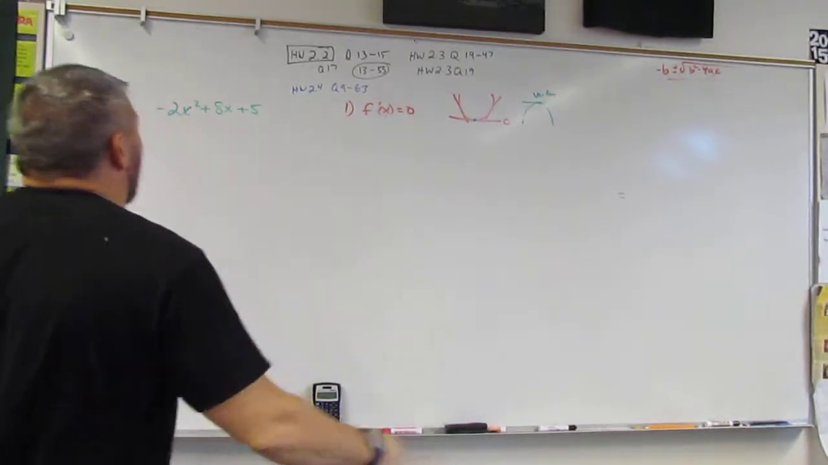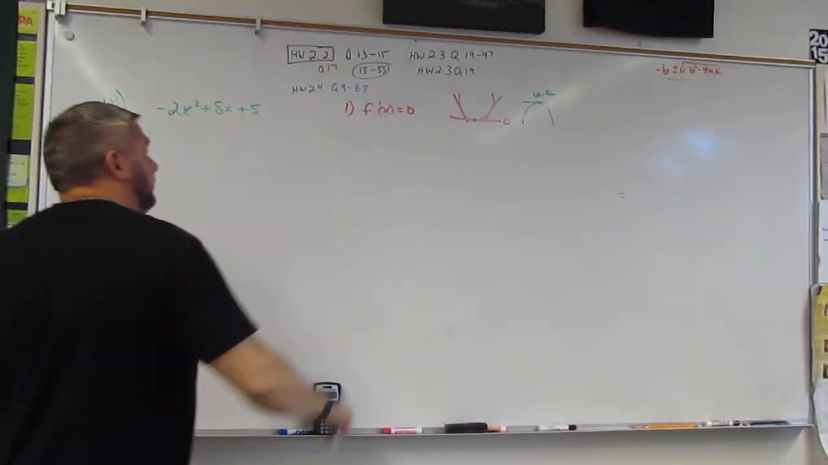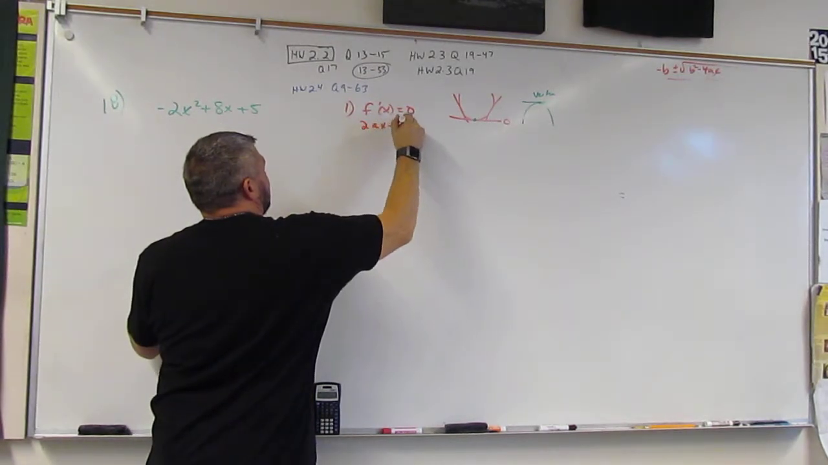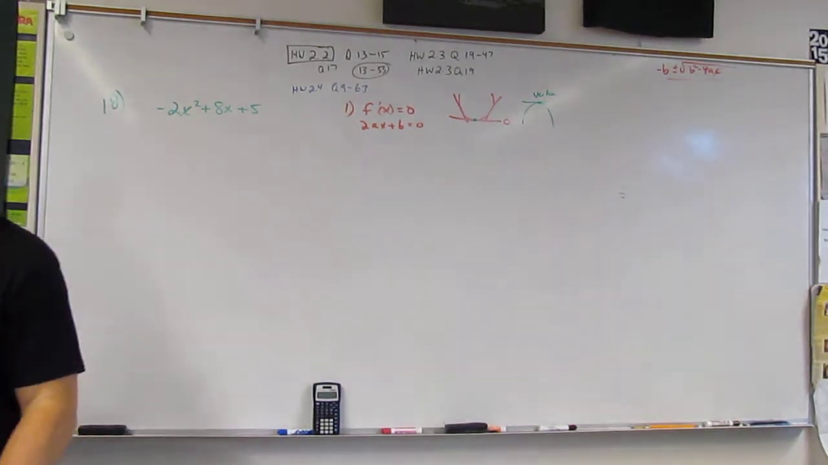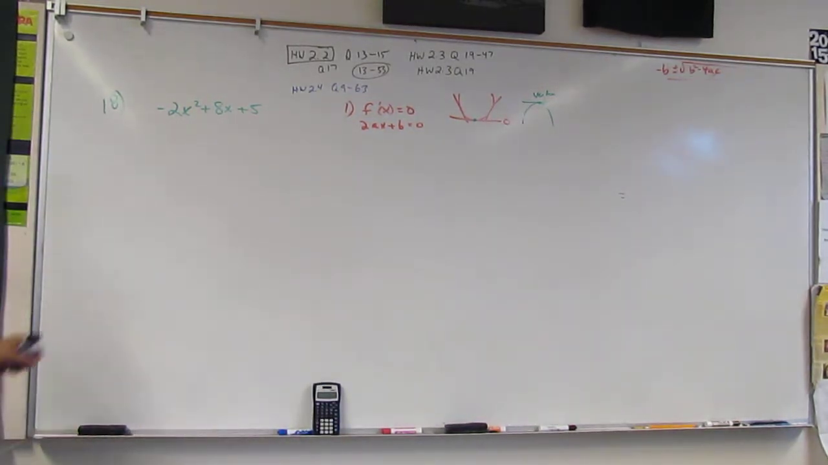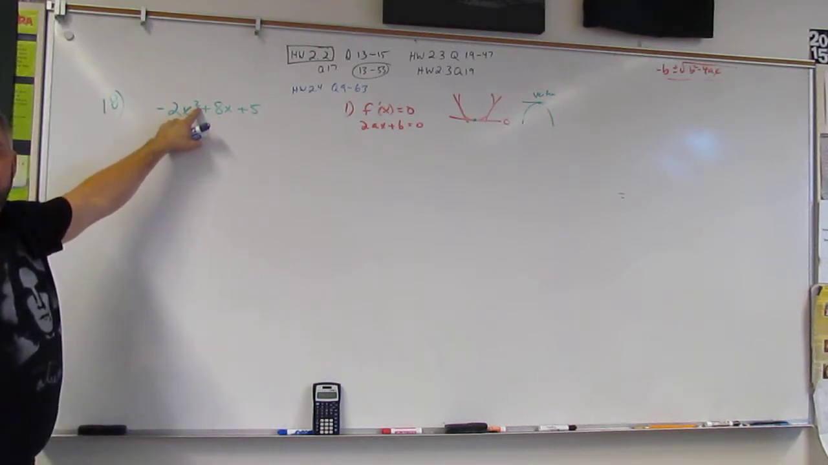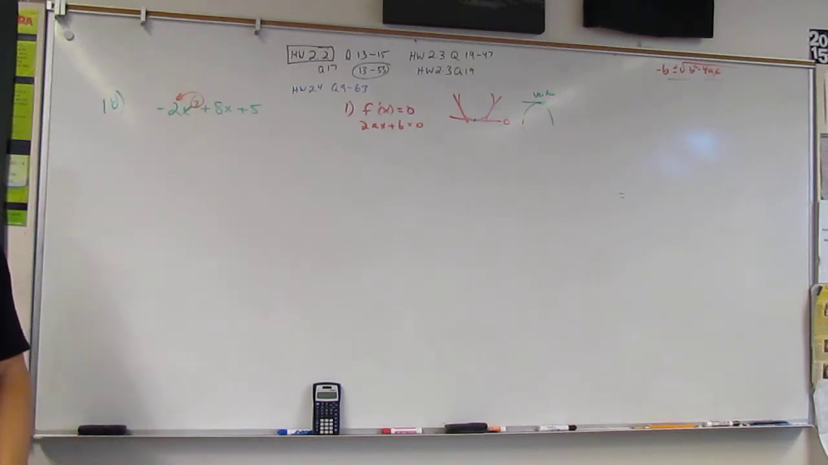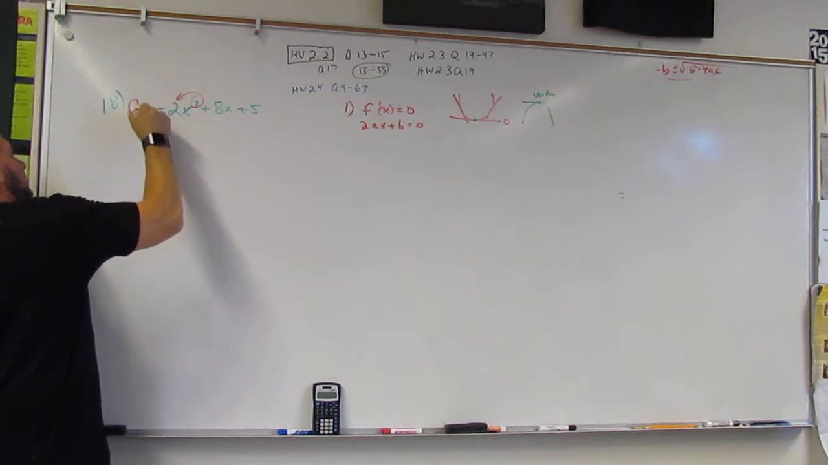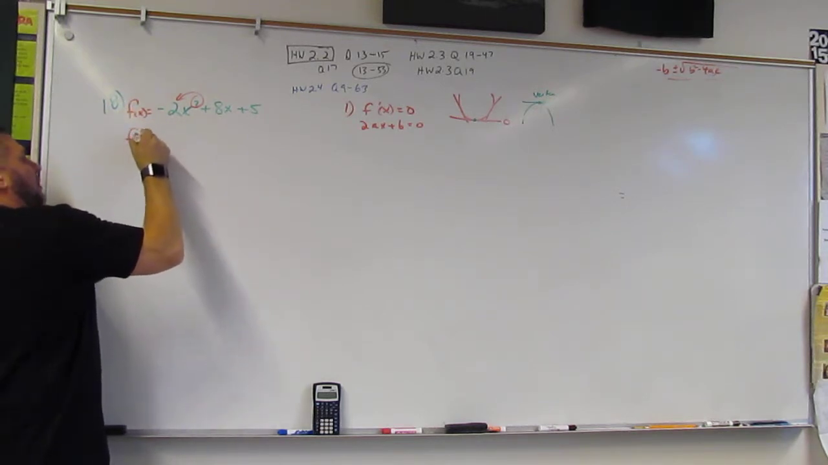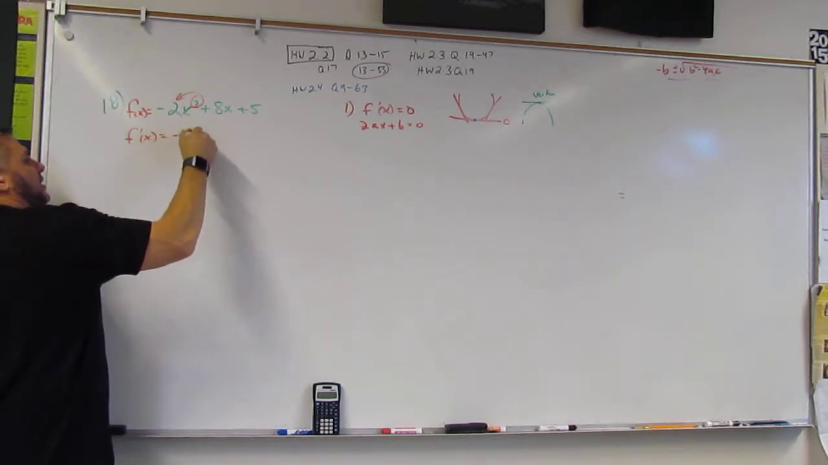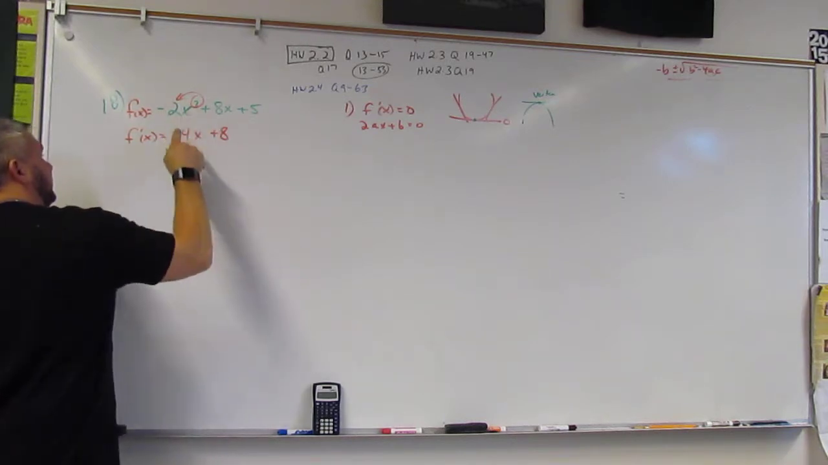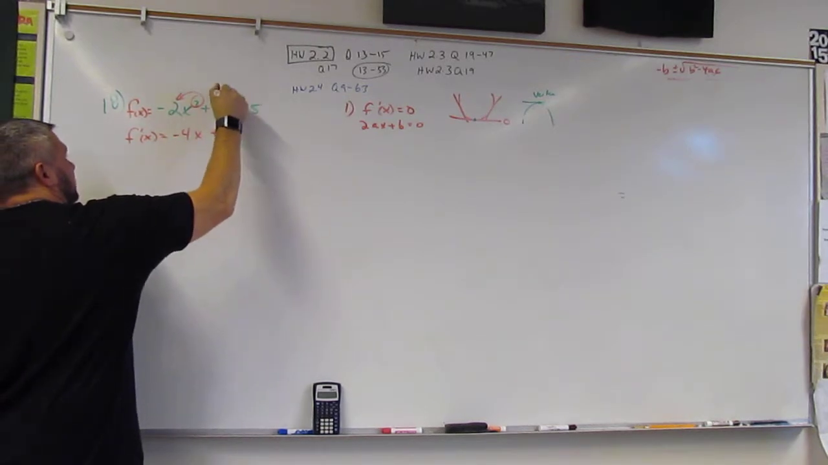Alright, so to find the derivative, another way to look at that is also 2ax plus b equals 0. Okay? And the way they got 2 was they took this first exponent and multiplied it by the coefficient. So f prime of x is equal to negative 4x plus 8, because 2 times 2 is 4, and 1 times 8 is 8.